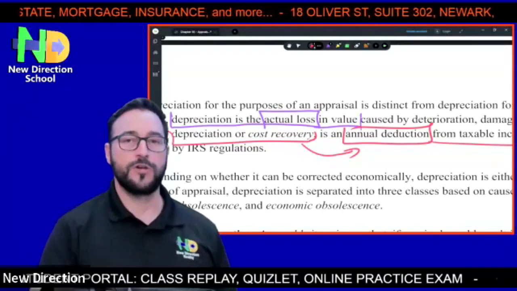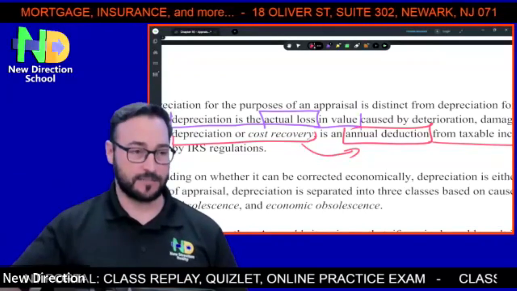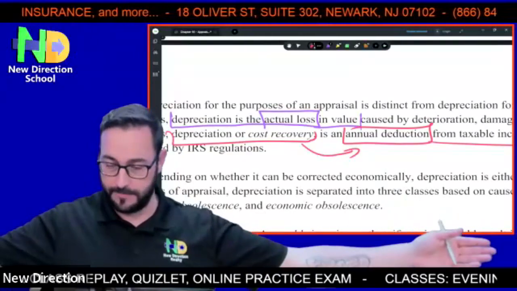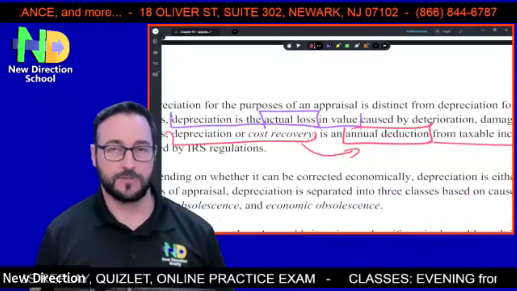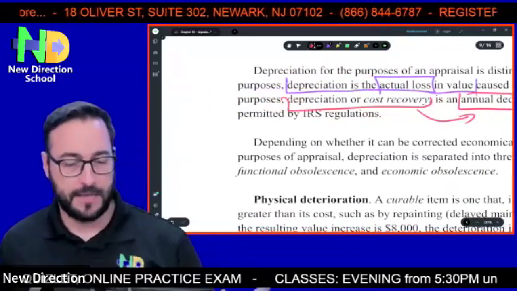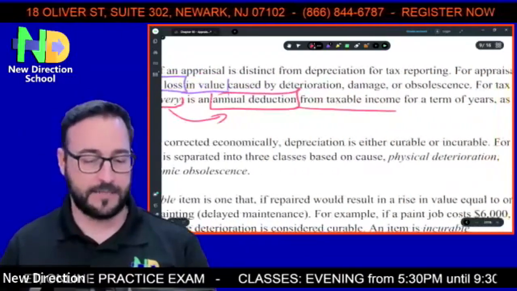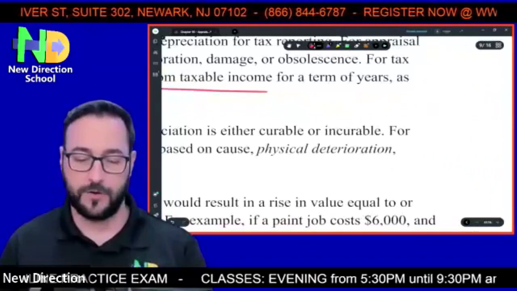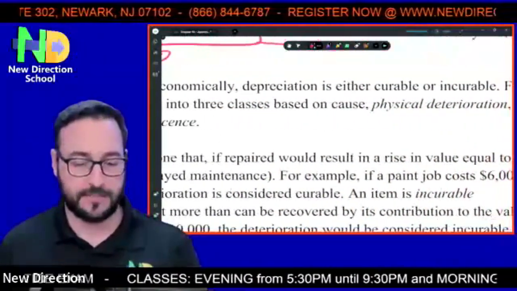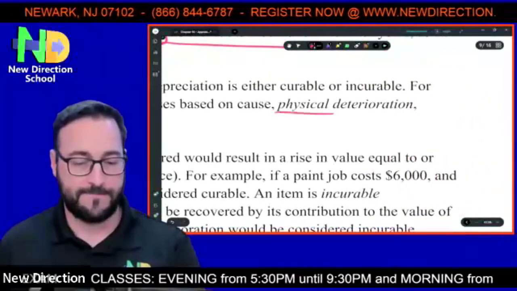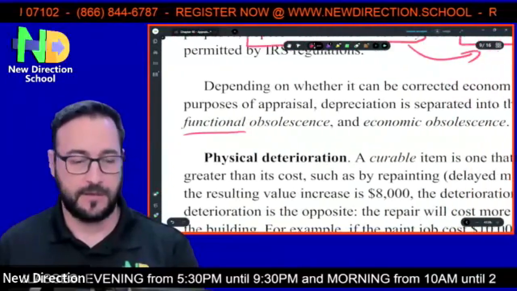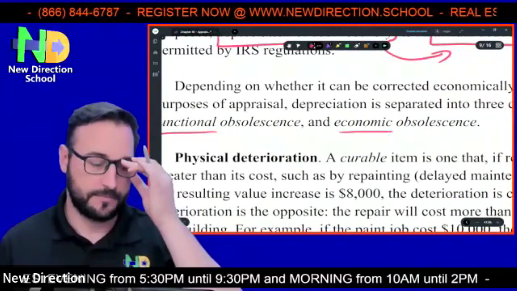What you can use to depreciate when you go to do your taxes is different. It is based on the usage over a big period of time, right? So it's based on usage for tax purposes. Depending on whether it can be corrected economically, depreciation is either curable or incurable. For purposes of appraisal, depreciation is separated into three classes based on cause. We have physical deterioration, we have functional obsolescence, and we have economic obsolescence.